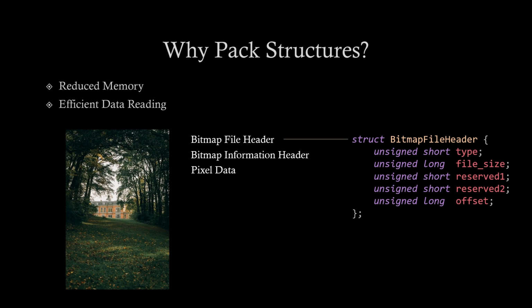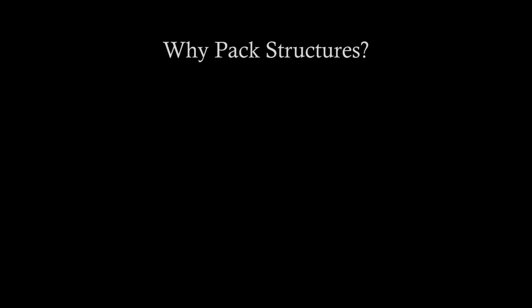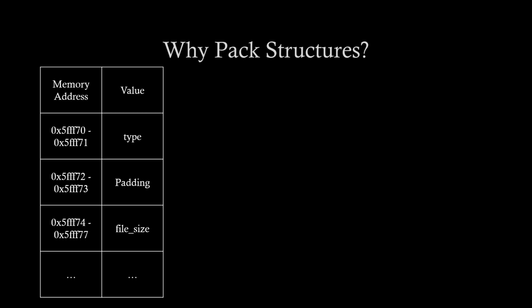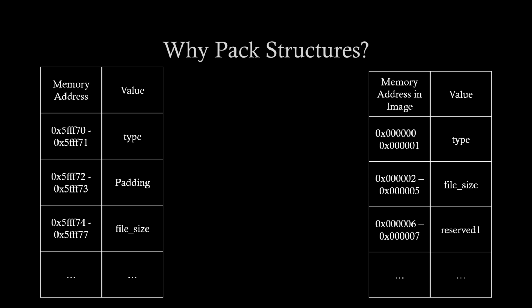To show this, let's represent our structure as a table on the left and the image data on the right. As you can see, each value in the image on the right directly follows one another, or essentially has no padding, while the one on the left has padding between the type member and the file size member, because remember, this is a structure in memory.